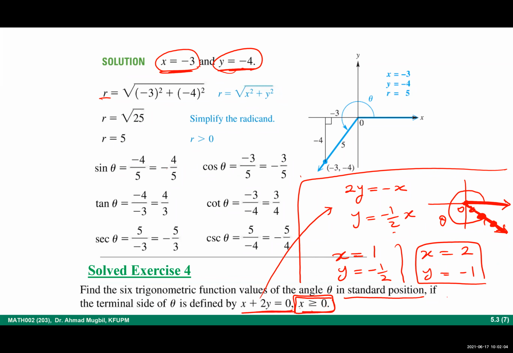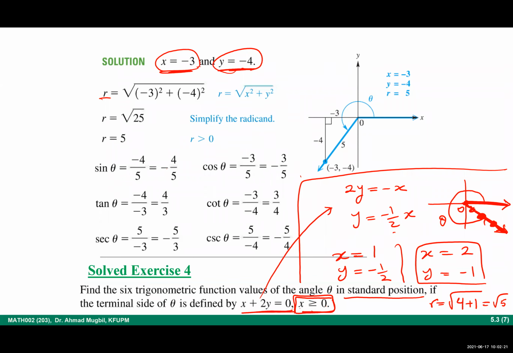Now it will be easier for you to find r. Here, when you find r, you have fractions. So try to avoid that. So now finding r will be so easy. Look, r will be what? The square root of 4 plus the square of -1, which is 1. So it will be the square root of 5.